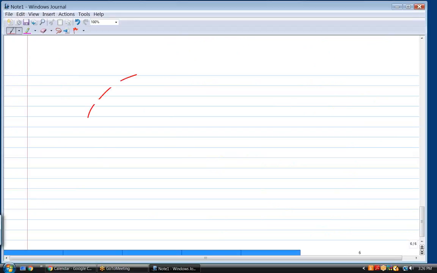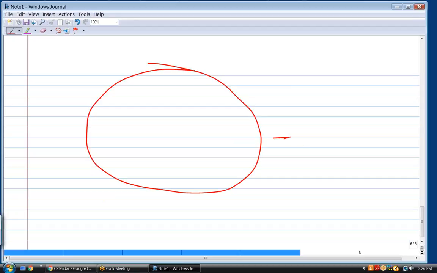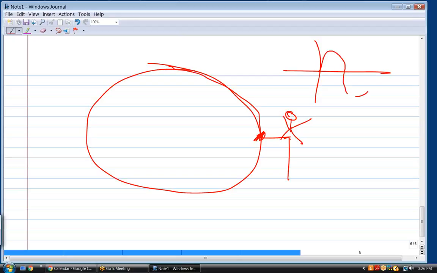So let's draw a Ferris wheel, okay? And let's say people are getting on right here. And I want to model this Ferris wheel with a sinusoid function. Well, what happens? People get on and they go up to the maximum. That looks like sine to me.